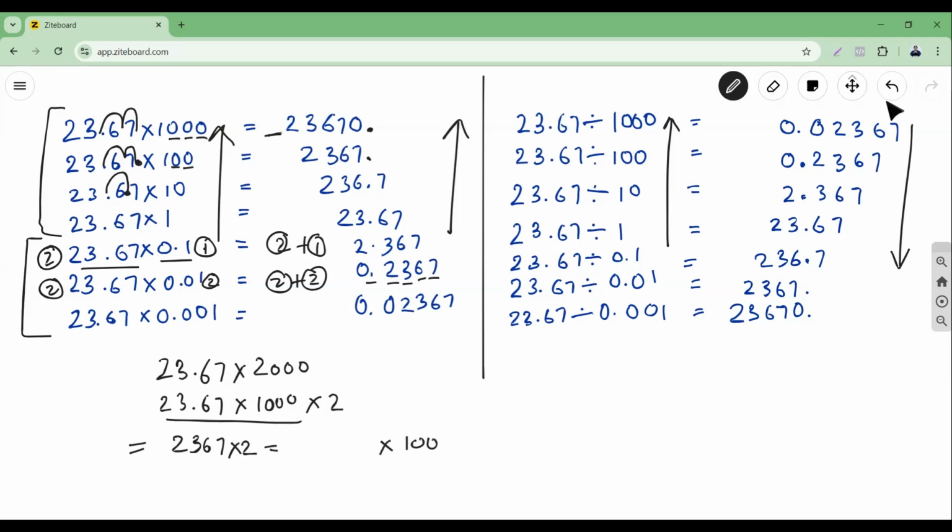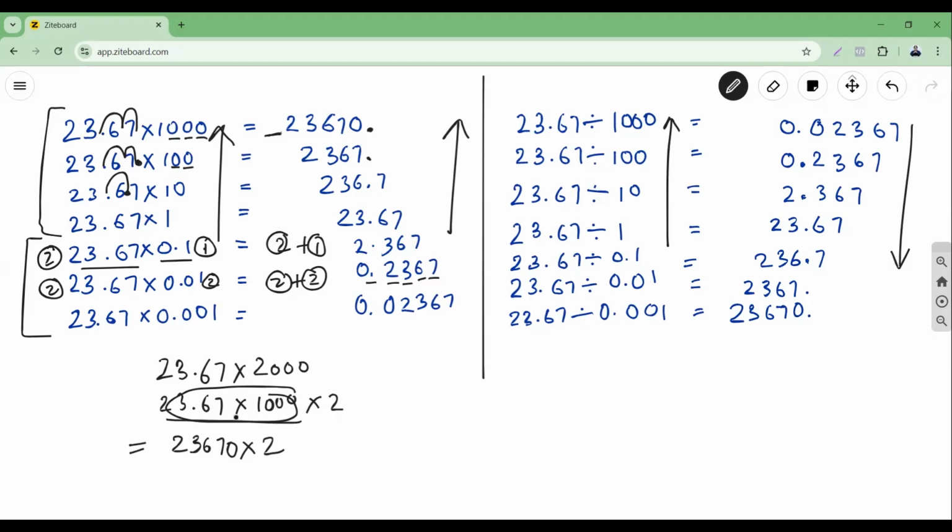Multiplying by 1,000 means what? For example, I can do 23.67 multiplied by 1,000 first. I will get this much, then multiply by 2. Isn't it? That's the way I can do. So let it be 2,000, 3,000, 4,000. We can just do the 1,000 part where we can figure out the decimal point, and then we can do the rest.